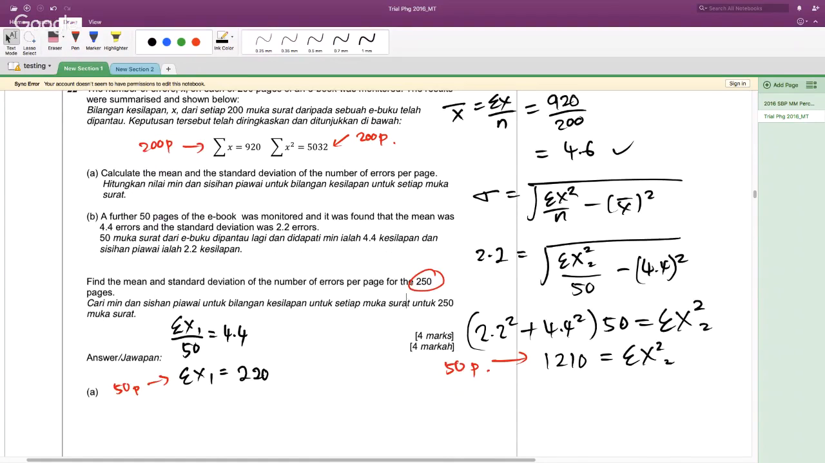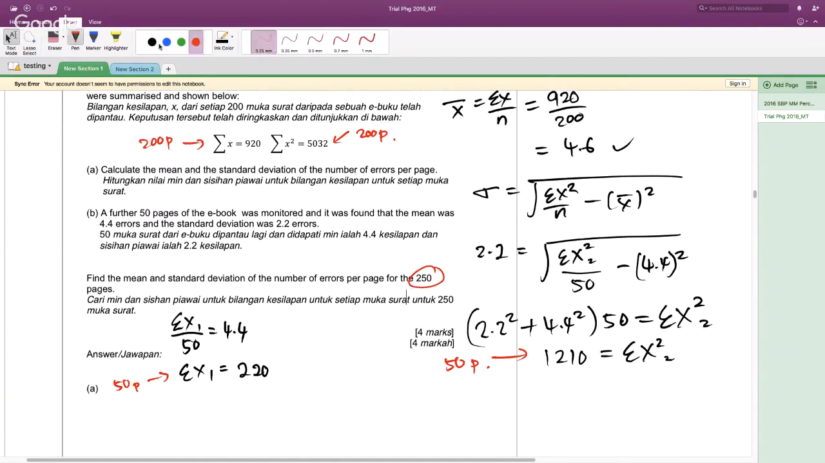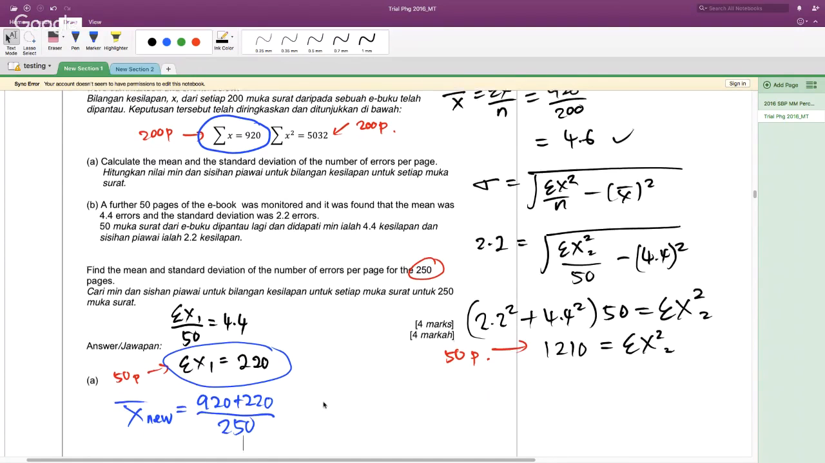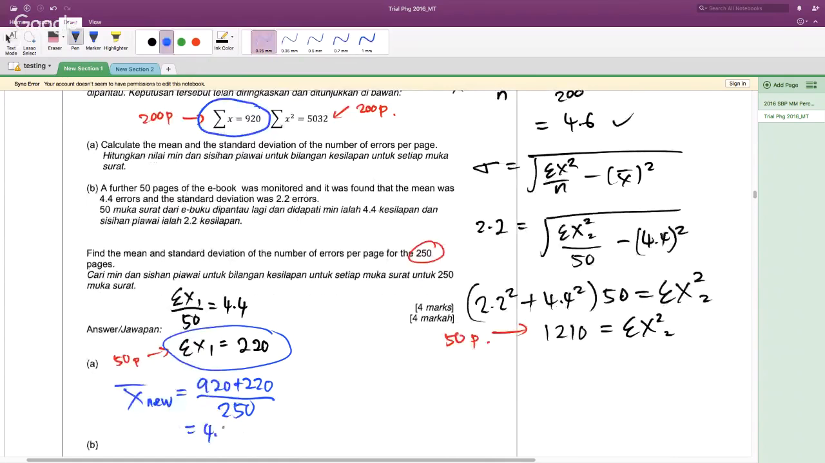If I want to join them together and find the new mean, I will just do the old sum of X plus the new sum of X, which is 920 plus 220, divided by the total pages I have, which is 250. This is the reason why I want to find it for the 50 pages. So you just do 920 plus 220 divided by 250, and I get my new mean, which is 4.56.